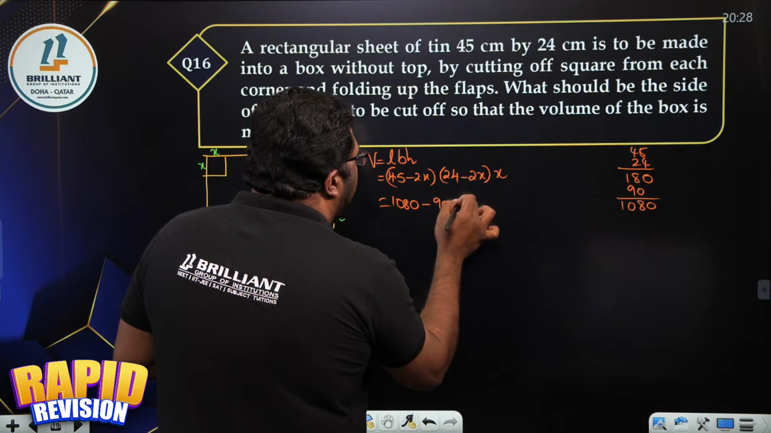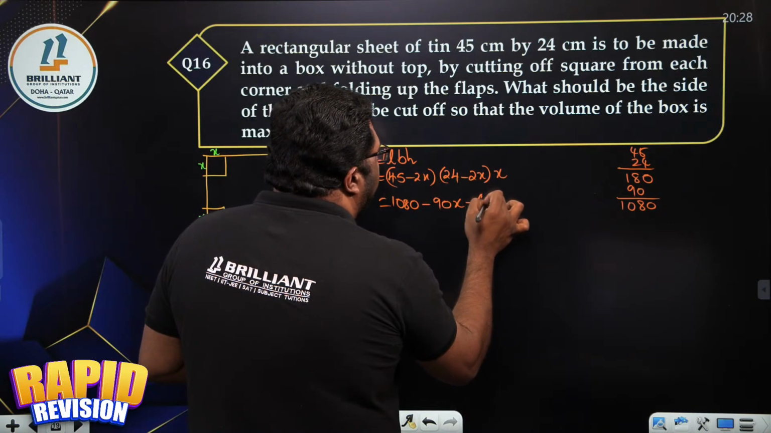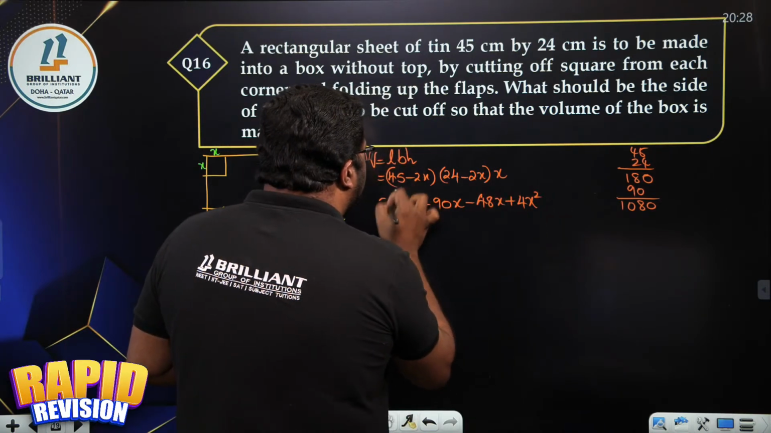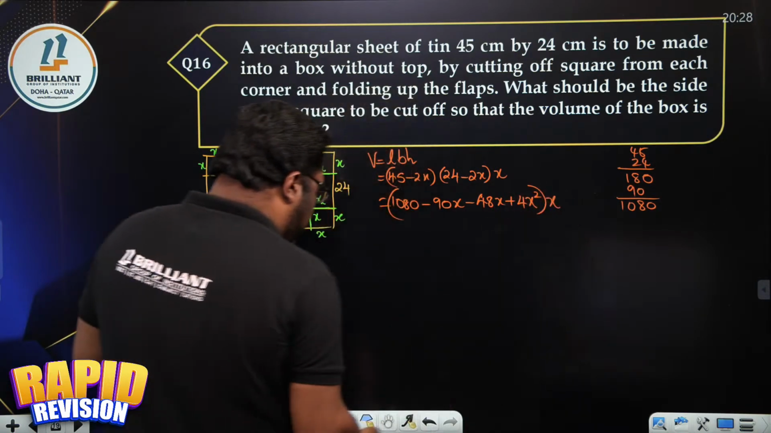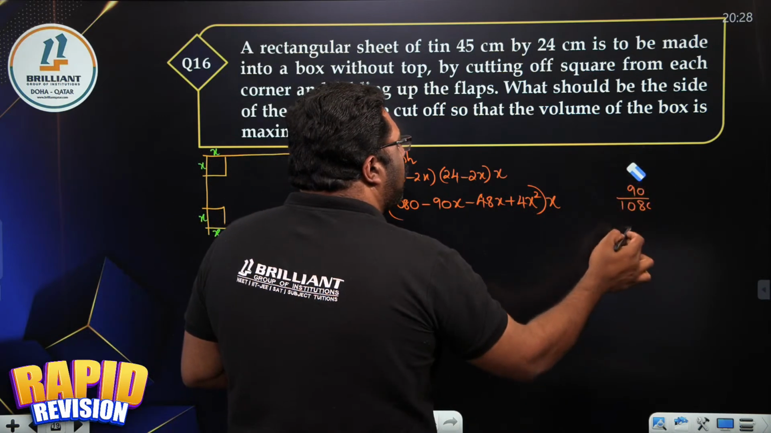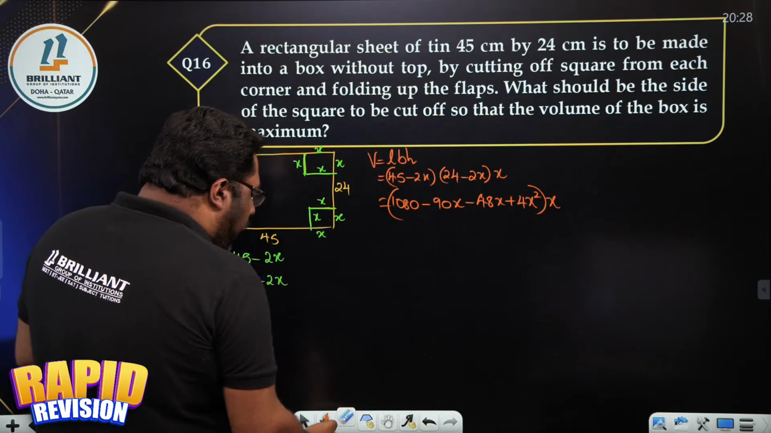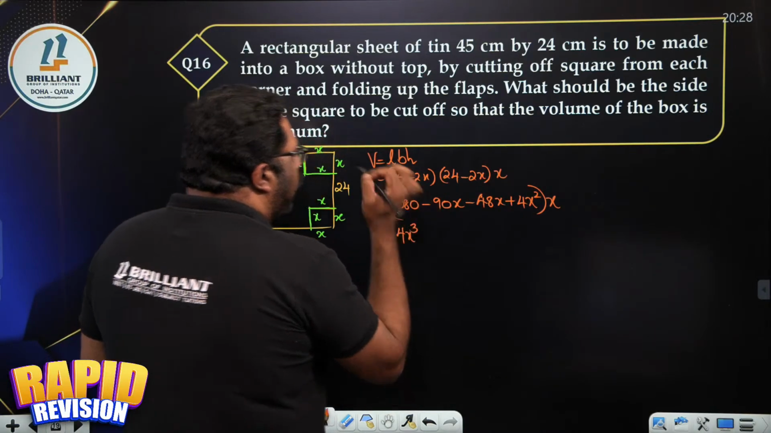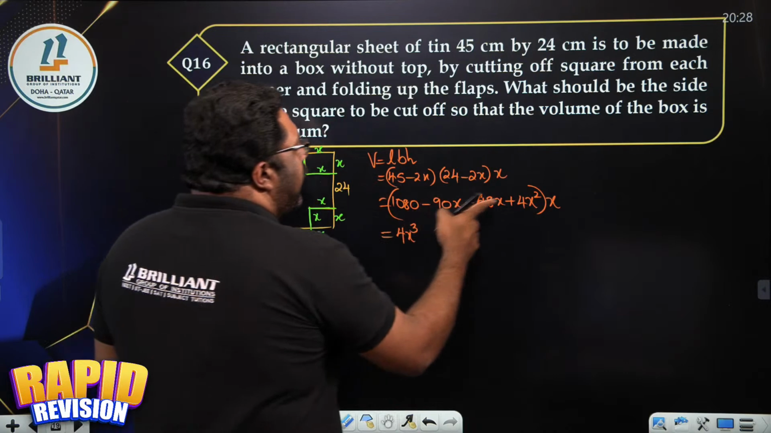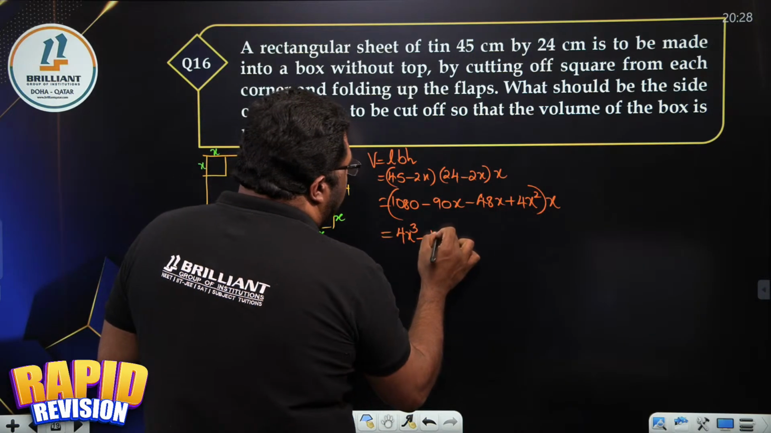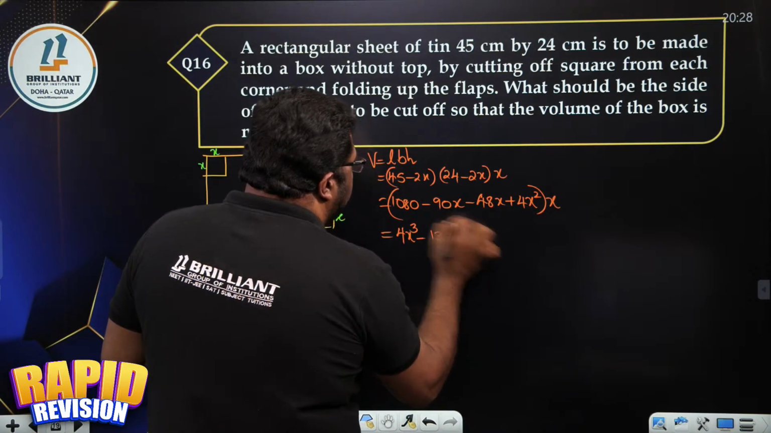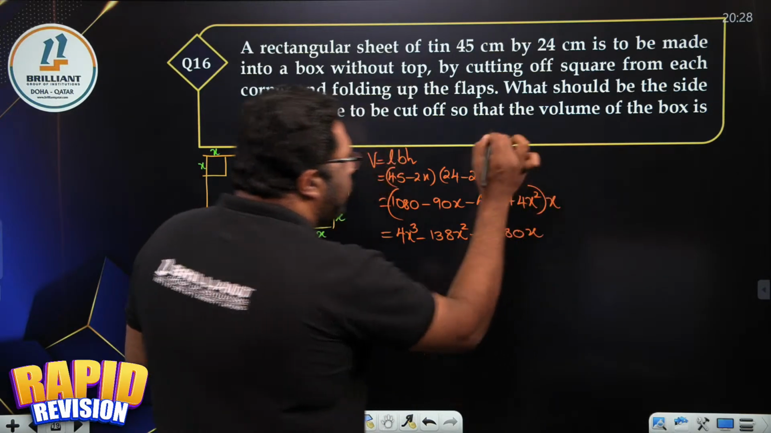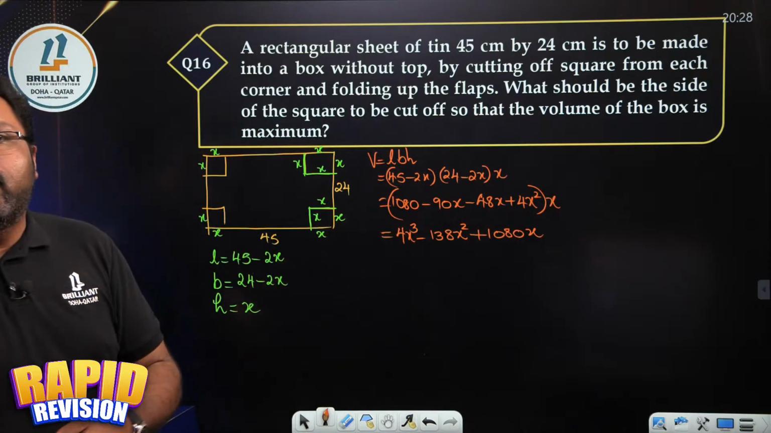Minus 90x minus 48x plus 4x squared into x. Okay, multiply the x also inside and rearrange it correctly. 4x cubed. 90 and 48 is 138, so minus 138x squared plus 1080x. This is the volume of the box.